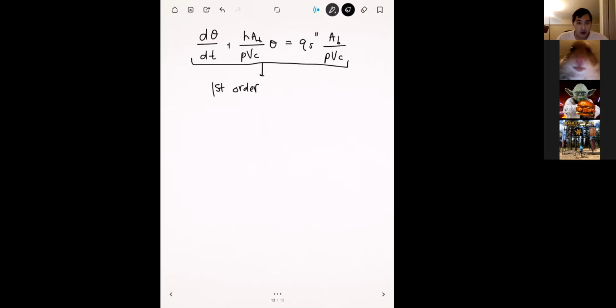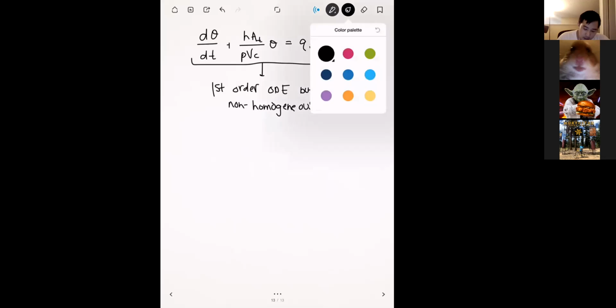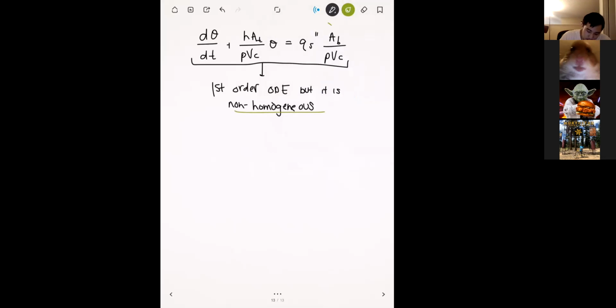At this point, you have to think back to your previous classes on differential equations, either 308 or math 250A. What you should notice from this equation is that it's a first order differential equation because we just have a first order derivative. But it's non-homogeneous, because we have this term on the right here for the heat flux.